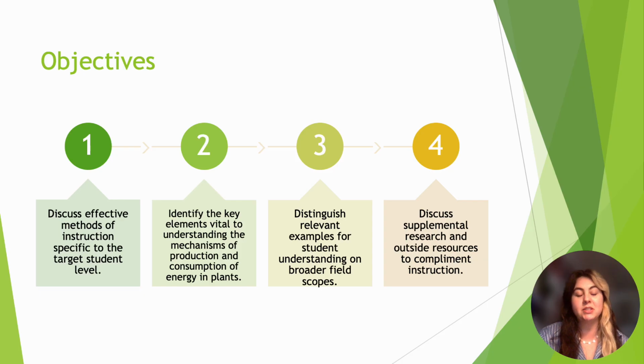Among the objectives for this presentation, we'll discuss effective methods of instruction specific to a target level of student audience, and identify the key elements vital to understanding the mechanisms of production and consumption of energy in plants. This will be what specific information is key to building a broader understanding of the overarching topic. Distinguish relevant examples for student understanding on broader field scopes. This is where the topic can be connected to fields outside of classroom biology to make the content more relevant to them, a wider range of students.